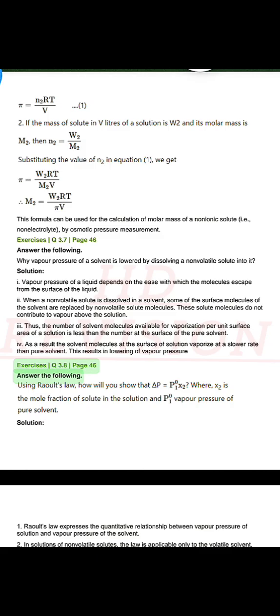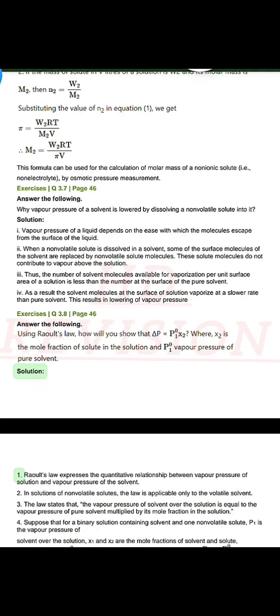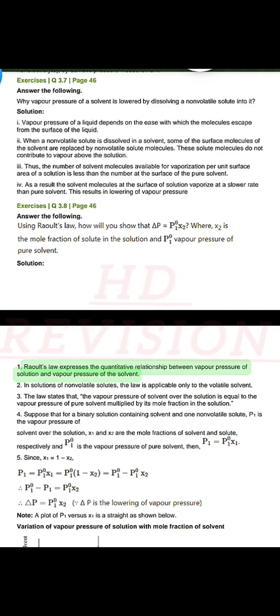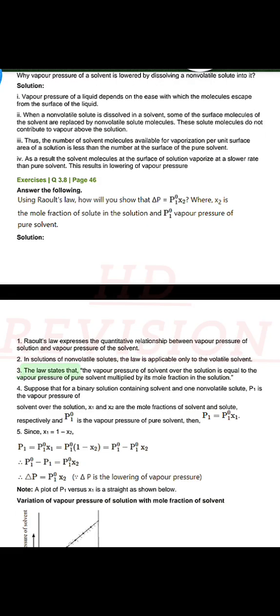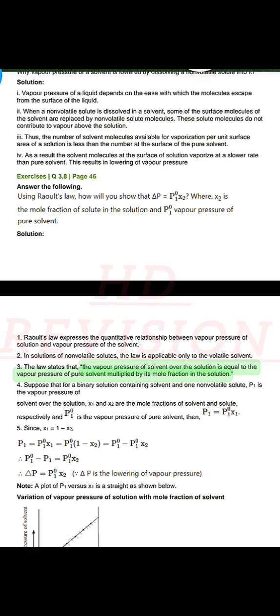Exercises Q 3.8, page 46. Answer the following. Solution: Raoult's law expresses the quantitative relationship between vapor pressure of solution and vapor pressure of the solvent. In solutions of non-volatile solutes, the law is applicable only to the volatile solvent. The law states that the vapor pressure of solvent over the solution is equal to the vapor pressure of pure solvent multiplied by its mole fraction in the solution.